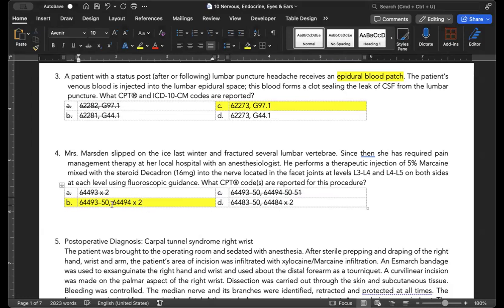Also, if you look at that little chart over on the left-hand column next to the 64493, in that first column, if you do two levels injected bilaterally, you go down to the row that says two levels injected bilaterally, and then it's in the lumbar sacral, so it's your third column. That's telling you that it is 64493 with the 50, and then 64494 times 2 units for the bilateral component.